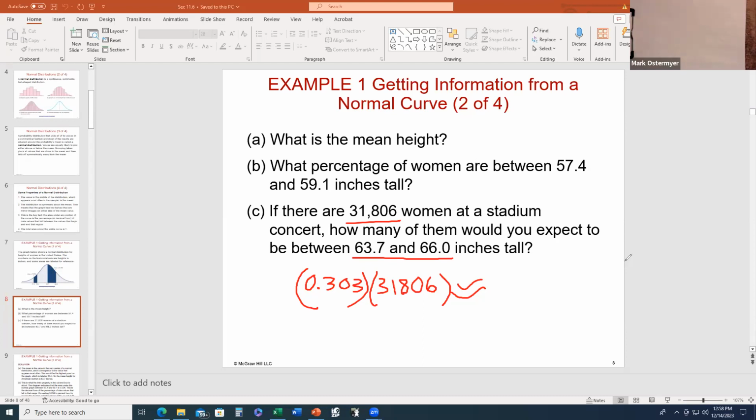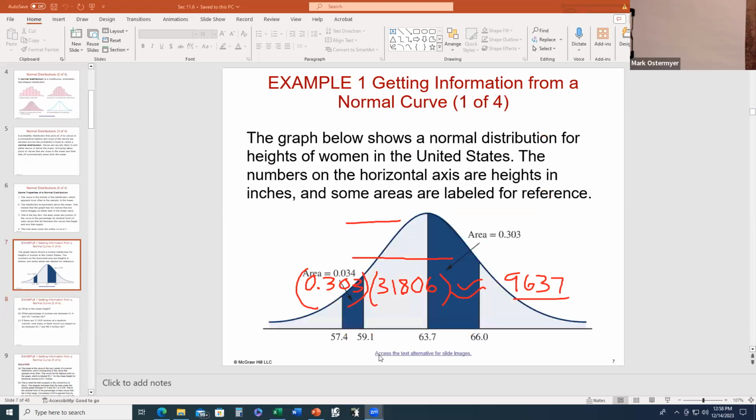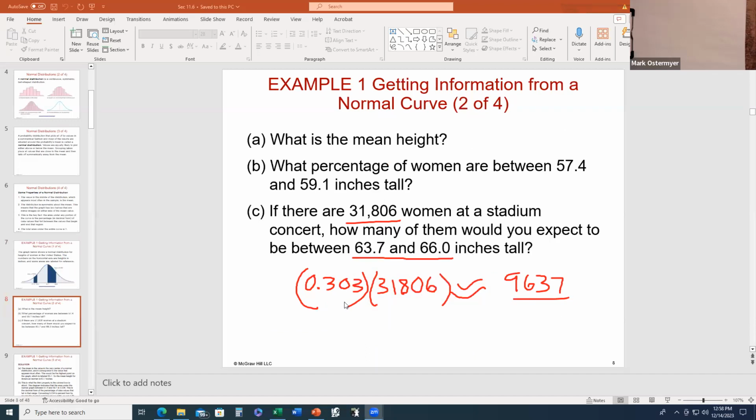We would suspect that about 9,637 of these 31,806 women would have a height between 63.7 and 66 inches. And we would be pretty darn accurate in saying that. Isn't that amazing? We wouldn't even have to go out and measure all those women. We could just use the results from this normal distribution study of all heights and do the simple calculation to determine that. All right, so that's amazing. What a time saver, huh?